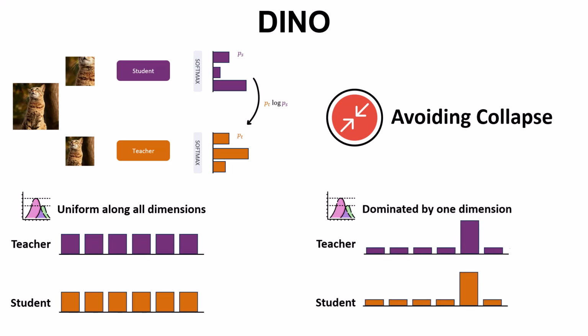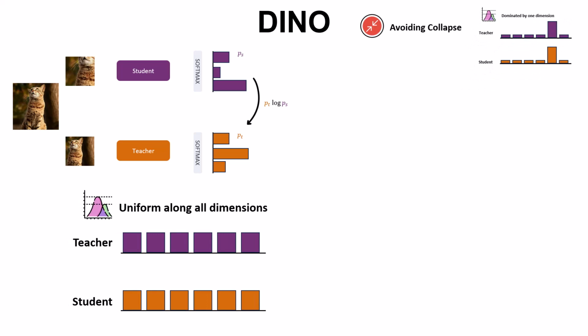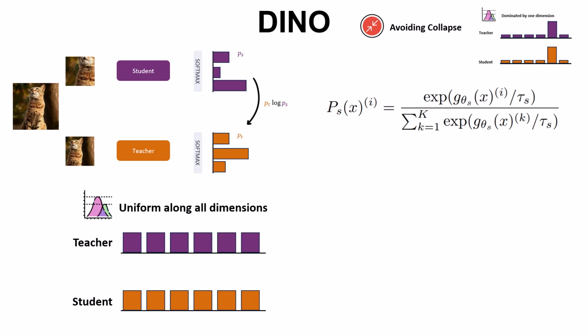Let's talk about the first one first. To avoid producing the uniform distribution along all dimensions, we need to sharpen our output. And how can we make it sharper? We just need to add one additional term to the softmax formula, which is temperature. As you can see, this tau S, I don't know how to pronounce it, if we add it to the softmax formula, it can sharpen the probability distribution at the end.